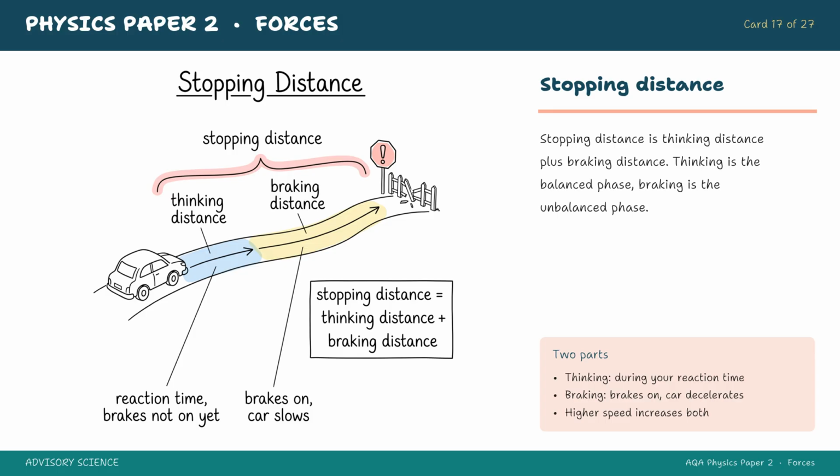Stopping distance equals thinking distance plus braking distance. Thinking distance comes first, the gap between seeing the hazard and your foot reaching the brake. The forward force from the engine and the backward forces of air resistance and friction are balanced, exactly like Newton's first law and the flat line on a velocity time graph.